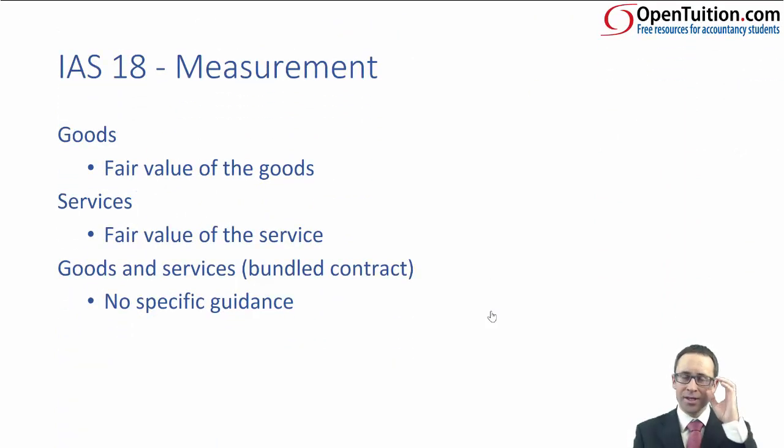In terms of the measurement, again, there was a lack of detail. Goods were measured at the fair value of the goods, and IAS 18 was developed way before IFRS 13, so there were no specific details with regards to the fair value of the goods. Similarly, in terms of the service, nothing there with regards to the fair value of the service. With the service, there might be some form of discounting because a service is provided over a period of time. Do we give consideration to that under IAS 18? Again, that could give you difficulty.